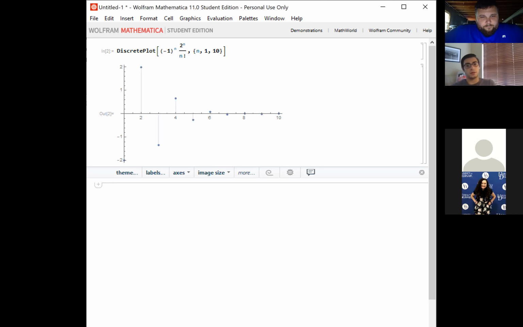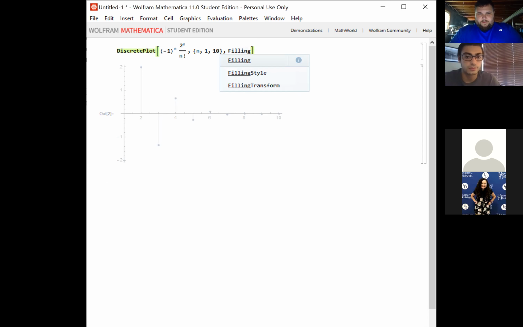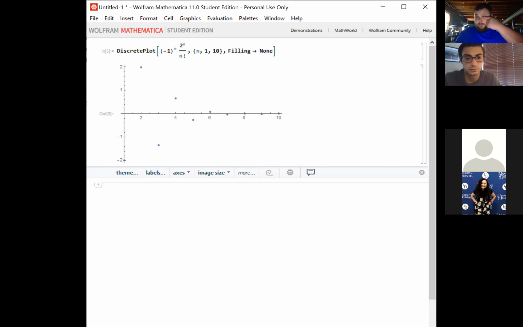All right. So you see the values there. I don't like the line. I think that's filling. There we go. All right, so now we have a bunch of discrete plotted points, right?